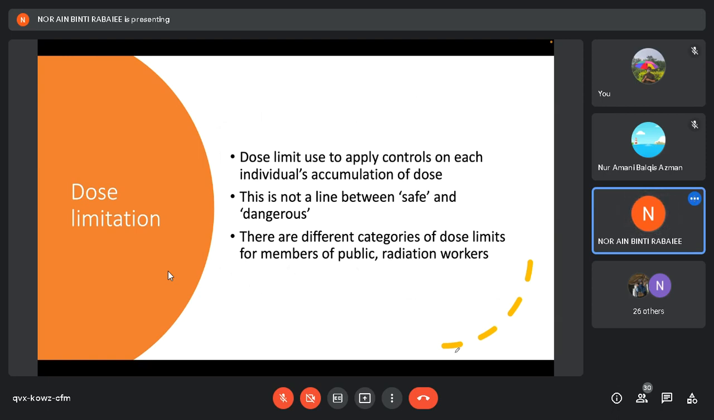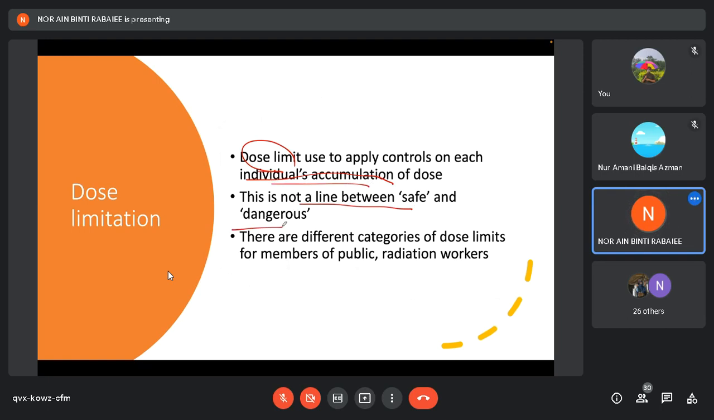Okay, there is dose limitation. If you remember the three principles of radiation protection from the ICRP, the first is justification, then optimization, and also dose limitation. So the third one is dose limitation. The dose limit is used to apply control on each individual's accumulation of dose. So we have a dose limit to control the individual accumulation of dose.